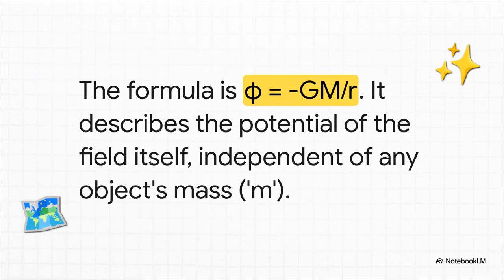And the formula for it is beautiful and simple. Negative G times M divided by r. G is the gravitational constant, big M is the mass of the planet making the field, and r is the distance. See what's missing? There's no little m. This value is all about the location in space, not the object.